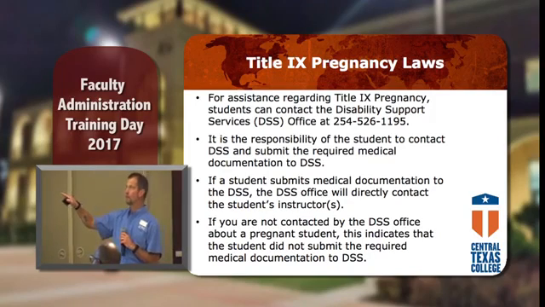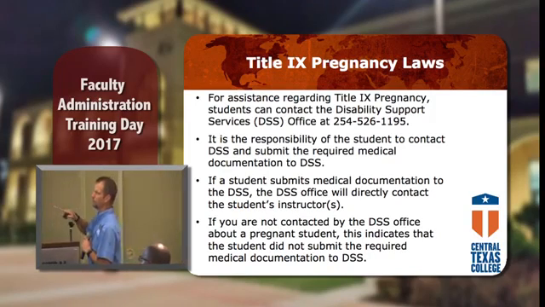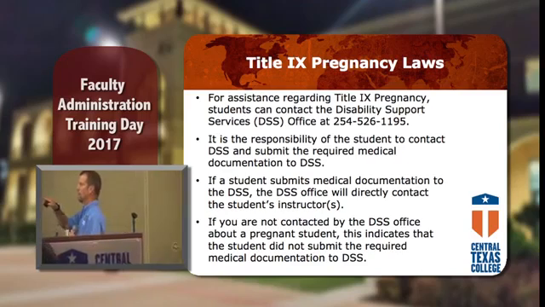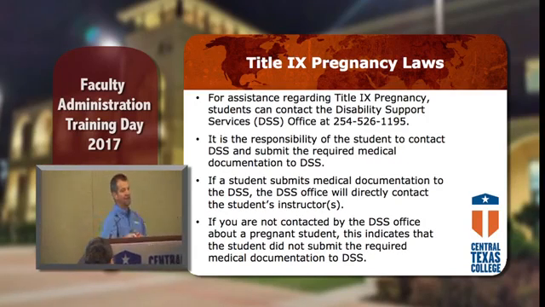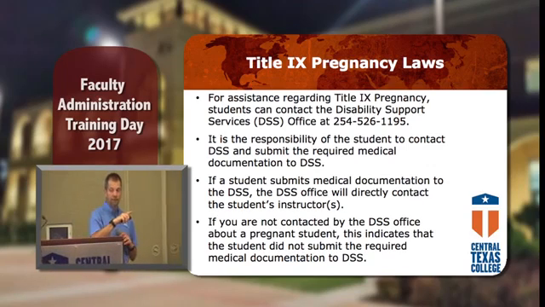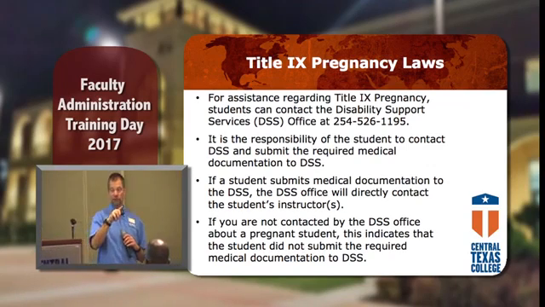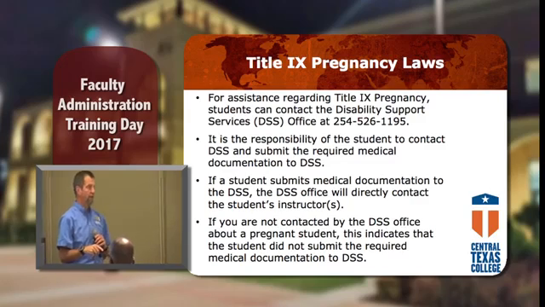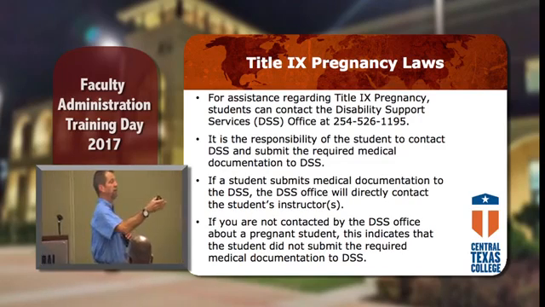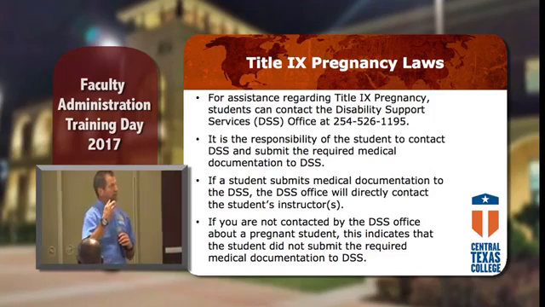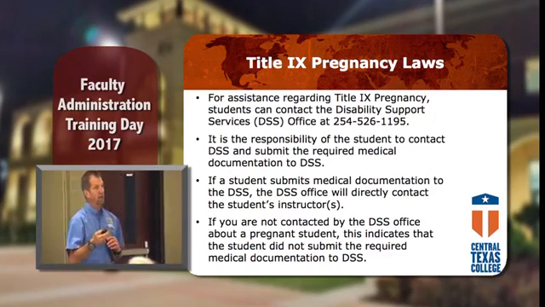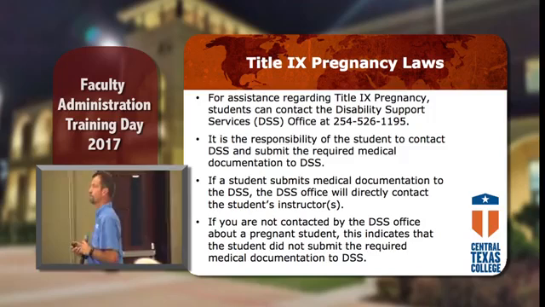If a student submits the medical documentation to the Disability Support Services, the DSS office will directly contact the student's instructors. If you're not contacted, then this indicates that the student has not submitted the required paperwork. So at that point, it's not your responsibility to send them to the office, right? It's up to the student to do that. They have to request any special needs, okay?